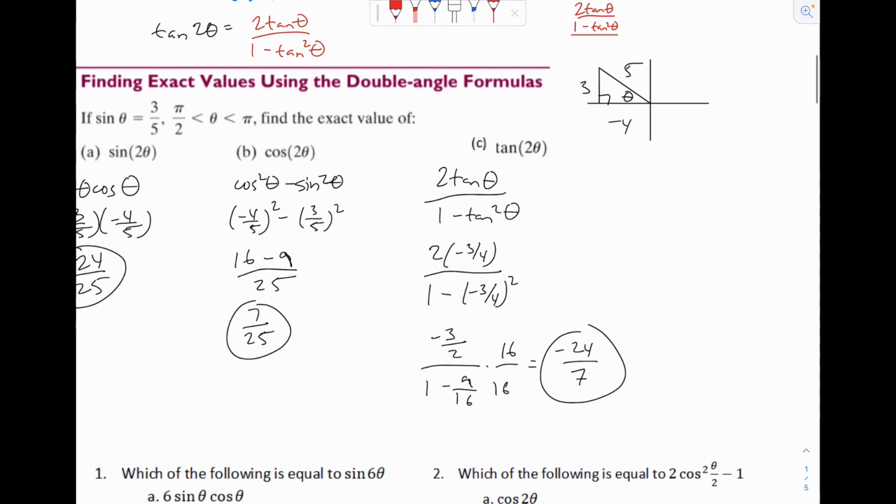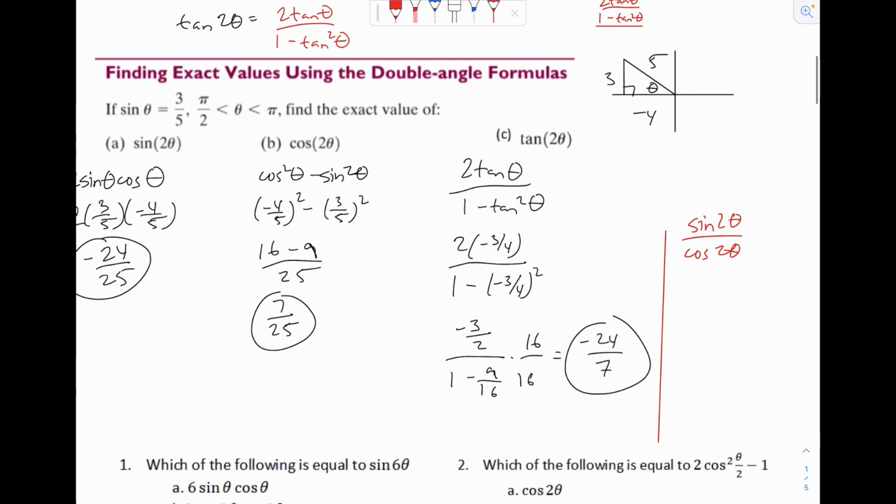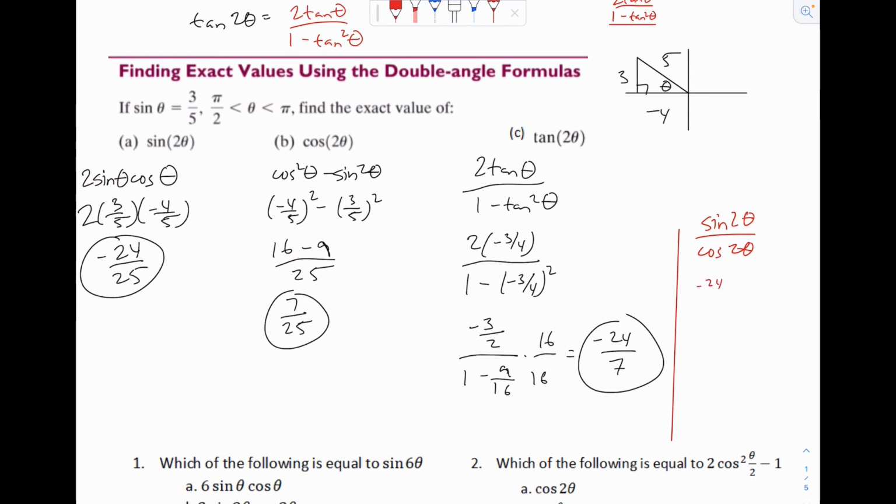Now you might have noticed that for part C, there is a little easier way that we could have done this. We could have done sine of 2 theta over cosine of 2 theta, since we already calculated those, because you might have noticed that negative 24 over 25 divided by 7 over 25, those cancel. You do in fact get the same number, just much faster. So that's pretty neat.